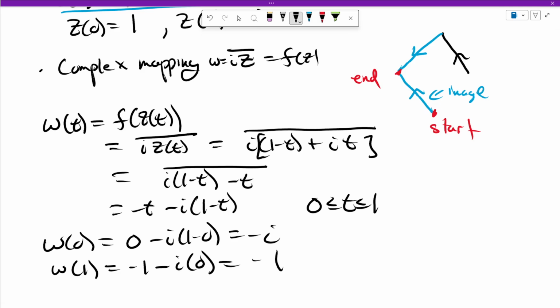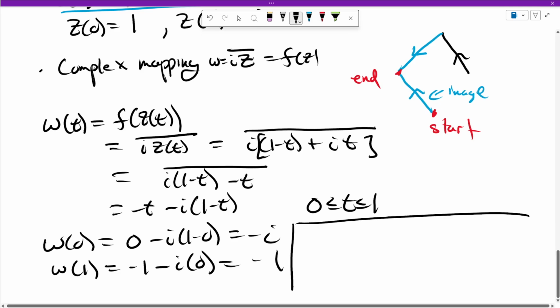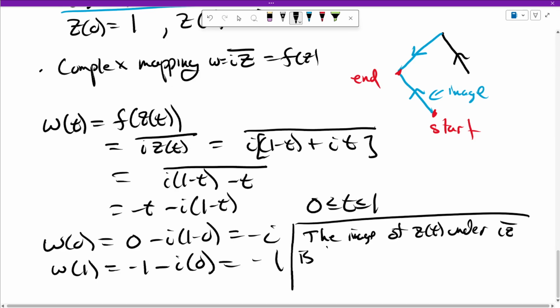So let's just wrap up this example. The image of z of t under i z bar is the line segment from negative i to negative 1.